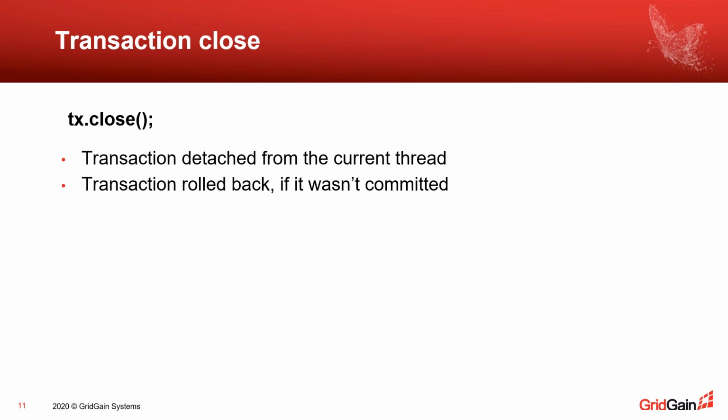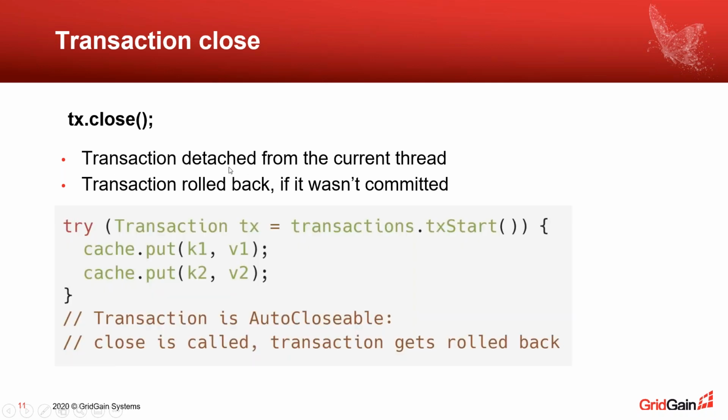Implicit method, which also is not likely to be called in code, but it's always called, is transaction close. When we call close, the transaction gets detached from the current thread, and if the transaction wasn't committed, it gets rolled back. It's actually called every time we end the try block in the initializer section of which we have started the transaction. So a transaction is auto-closable, and when this try block is ended, close is called. And in this example, commit wasn't called, so after the end of the try block, this transaction will be rolled back.